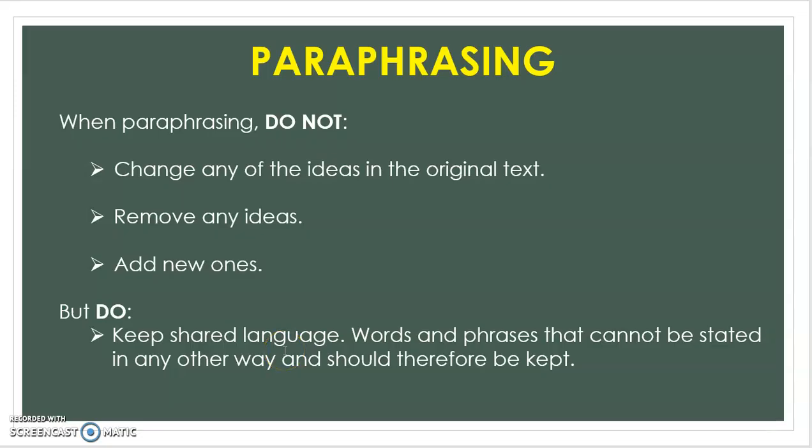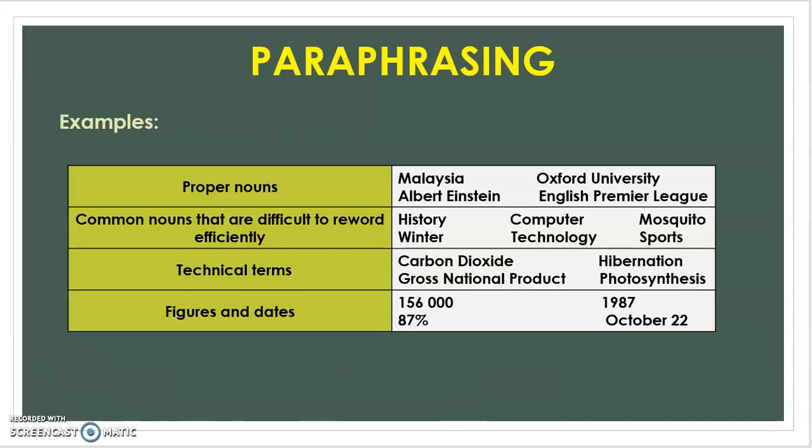Okay, what is shared language? Shared language here is the words and phrases that cannot be stated in any other way and should therefore be kept the same. Shared language here consists of proper nouns. Proper nouns are special names that you cannot find any other words to substitute. For example, the name of our country is Malaysia. You cannot find any other words to replace the name Malaysia.